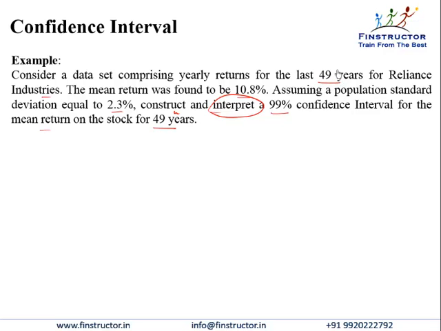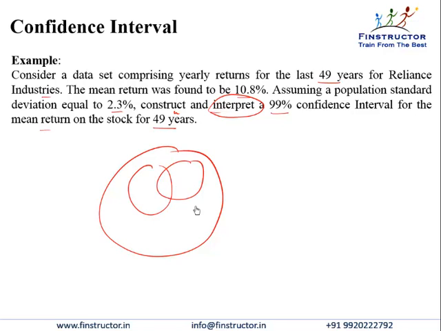So for a 49-year sample, we find that the mean return was 10.8 from the population of, let's say, 100 years of returns. There were many samples of size 49 that I could cut. In one such sample, the mean of the sample came out to be 10.8%. The question asked is not to construct and interpret a confidence interval for the Reliance annual returns. That is not the question.